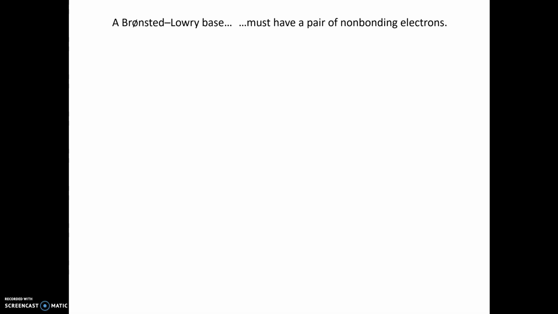A Bronsted-Lowry base must have a pair of non-bonding electrons. What does that mean? We go back to the Lewis structures, and let's look at hydroxide ion. Draw the non-bonding electrons in the Lewis structure, and any one of the pairs can be used to attract a proton.